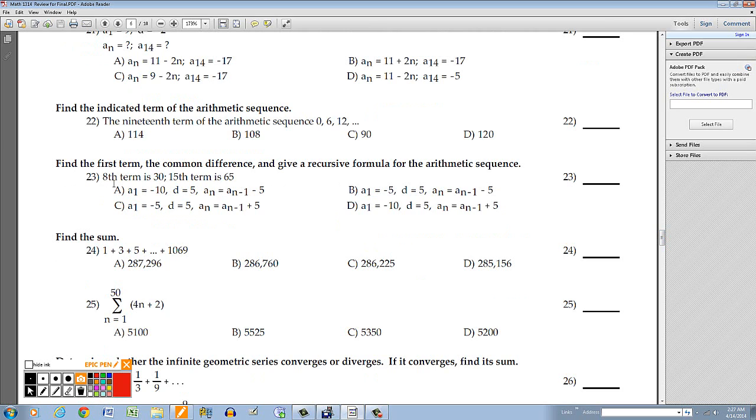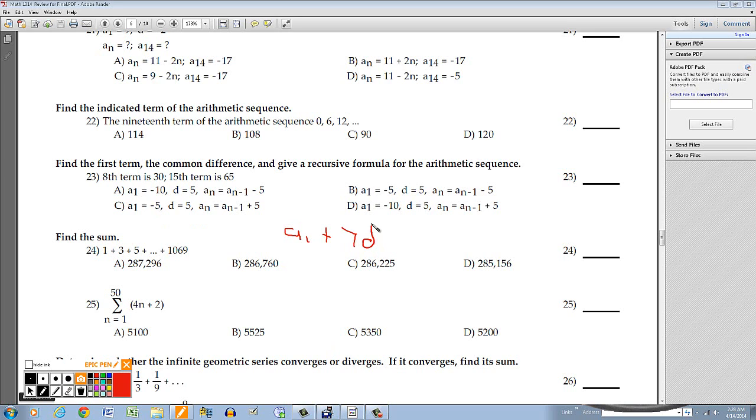23 says find the first term, the common difference, and give a recursive formula for the arithmetic sequence. Okay, so again I'm going to use the formula for the nth term. So I'm going to look at the 8th term is 30. Okay, so here's what I'm going to do. The 8th term, so the formula is A1 plus n minus 1. Okay, but here's the 8th term, so 8 minus 1 is 7.